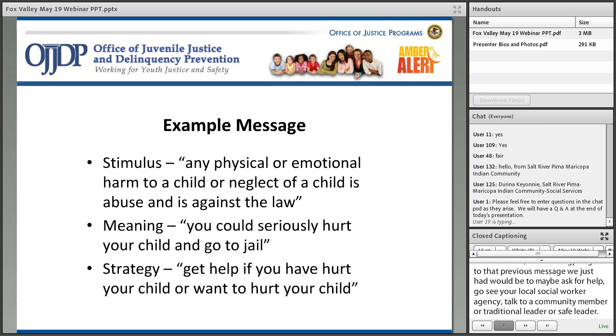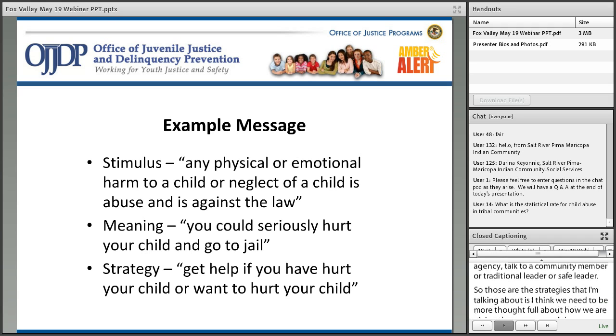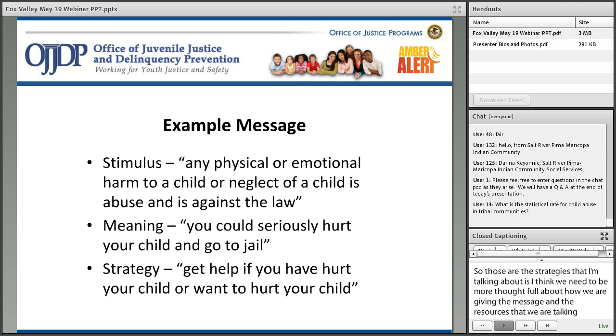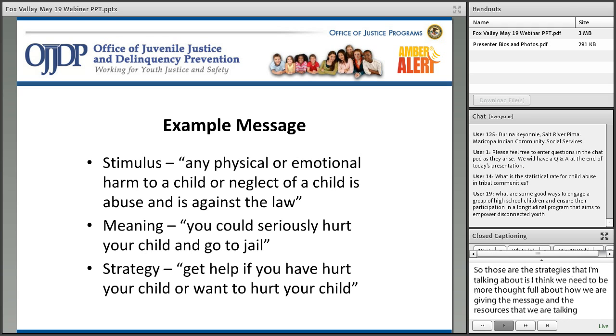Here, just as I've mentioned, the stimulus would be: any physical or emotional harm to a child or neglect of a child is abuse and it is against the law. The meaning: you could seriously hurt your child and go to jail. I mean, that's really the background or the meaning that we give with certain parents or certain audiences. The strategy is to get help if you've hurt your child or want to hurt your child.